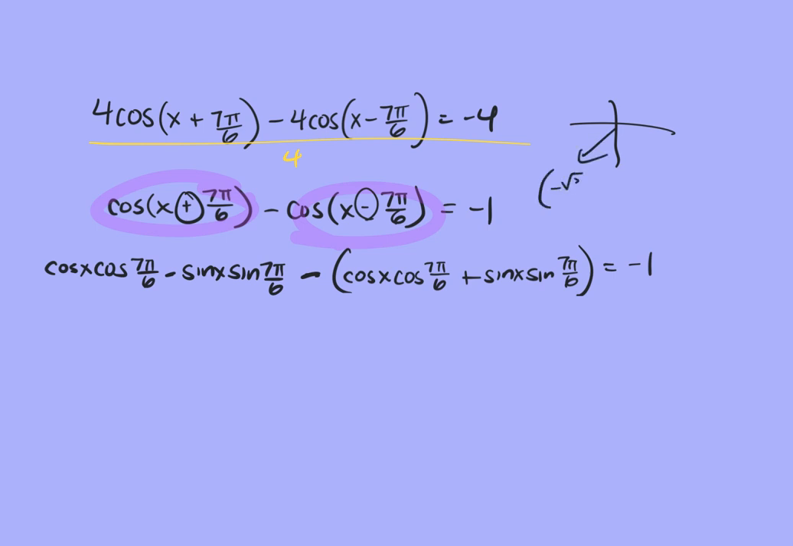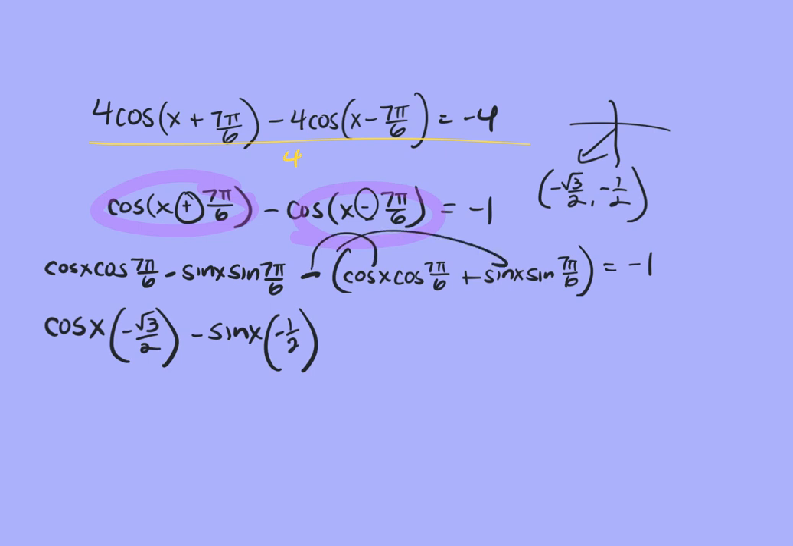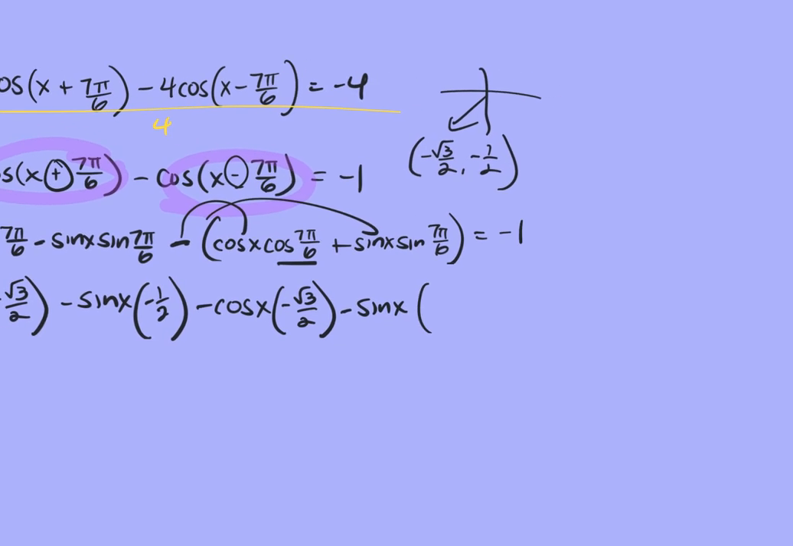Then 7 pi over 6 is an angle on our unit circle that we can actually find the values of. It's -√3/2 and -1/2. So I'm going to leave cosine of x as cosine of x, but cosine of 7 pi over 6 is -√3/2. Minus sine of x stays as sine of x. Sine at 7 pi over 6 is -1/2. The minus is going to go to both, so I'm going to do both at the same time. Minus cosine of x, and then cosine of 7 pi over 6, again, -√3/2. Minus sine of x, sine of 7 pi over 6, which is -1/2, equals -1.